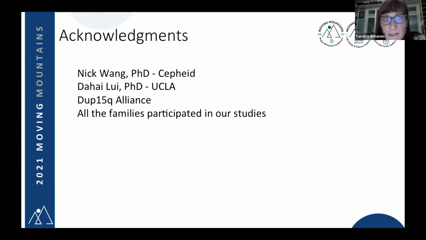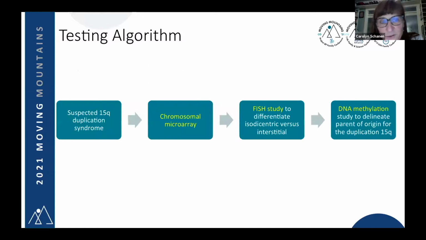And then that's sort of it for me. I showed you some data from Nick and from Dahai. Actually, I didn't mention that it was his data. Thanks to the Dup15 and thanks to everybody who participated in my studies. There were like 100 of them and they did a wonderful job. I love them all. And then here's to Jessica.